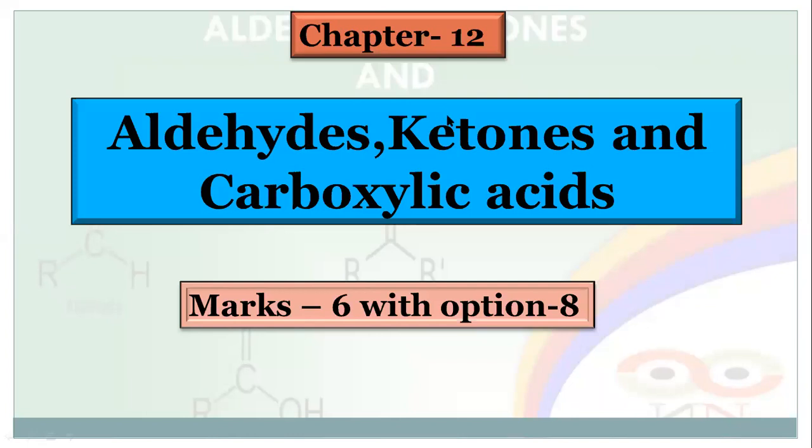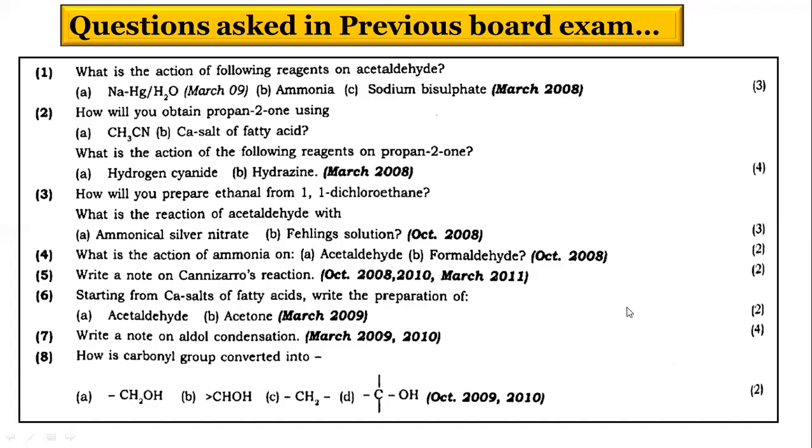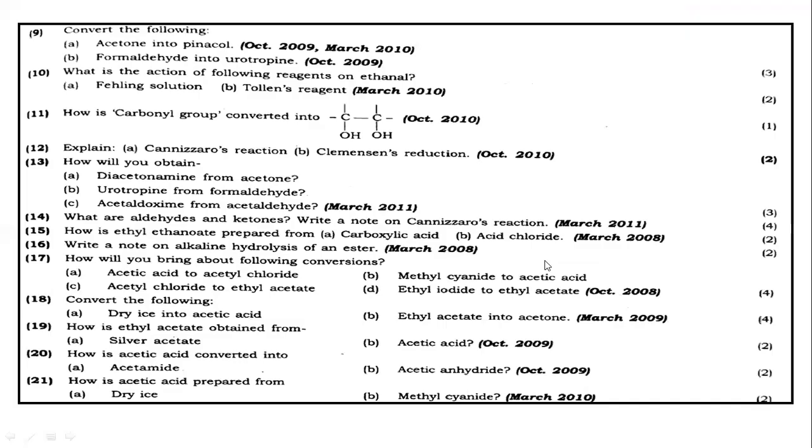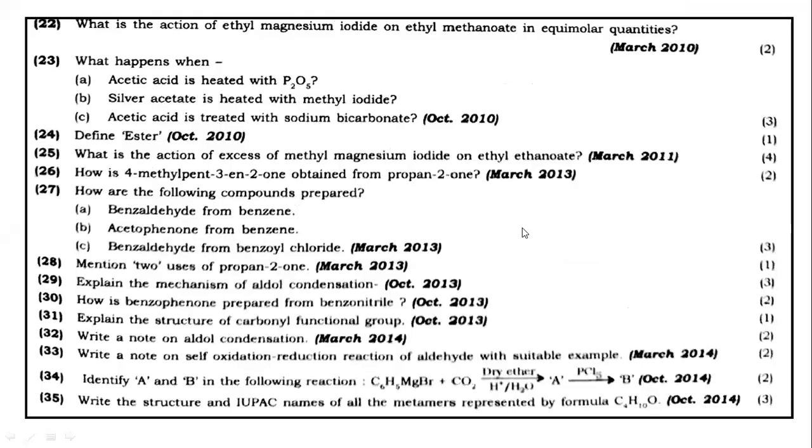So we will start the chapter aldehydes, ketones and carboxylic acids. All these are functional groups. In 11th standard, we know these words. These are some questions asked in previous board exams. This PPT is already shared with you. After finishing the chapter, we have to solve all these questions, which were asked in previous board exams.